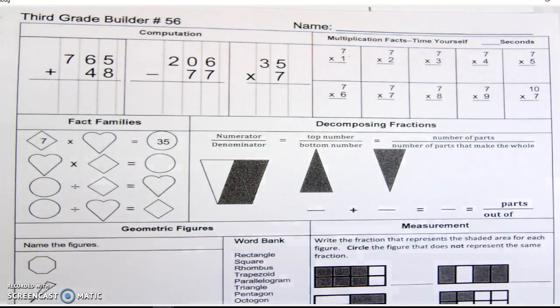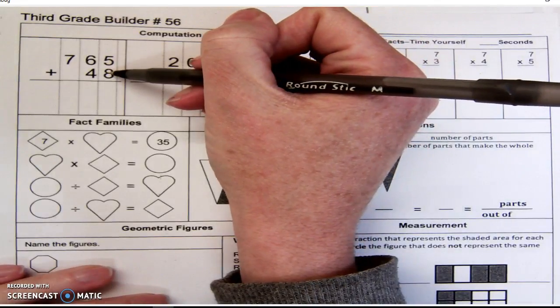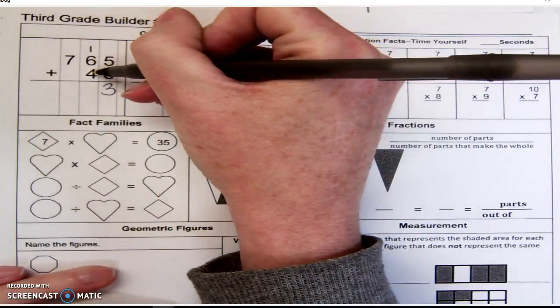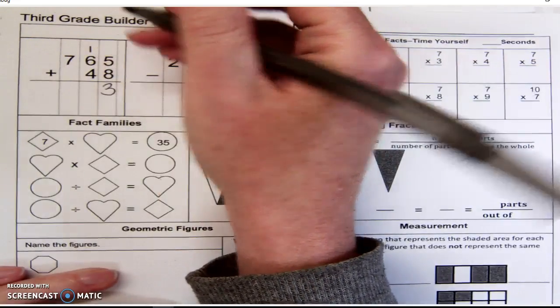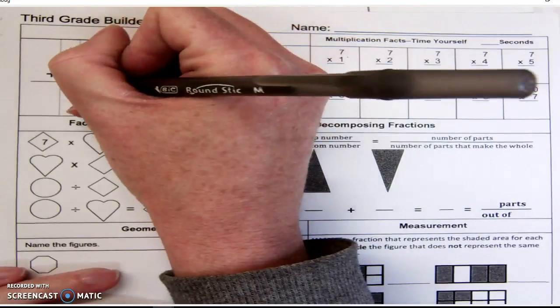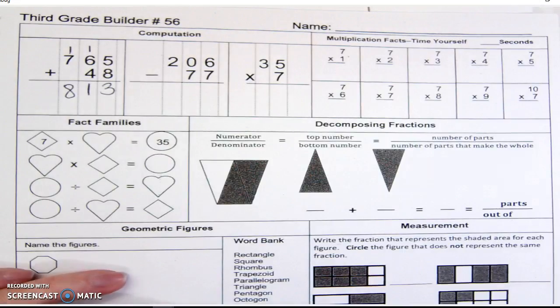Third grade builder number 56. Let's start by adding 765 plus 48. Start in the ones place. 5 plus 8 is 13. 6 plus 4 is 10, and 1 more makes 11. And 7 plus 1 is 8. So our sum is 813.